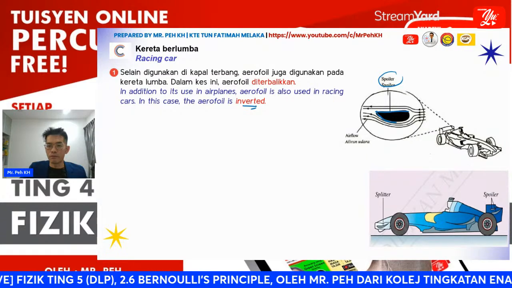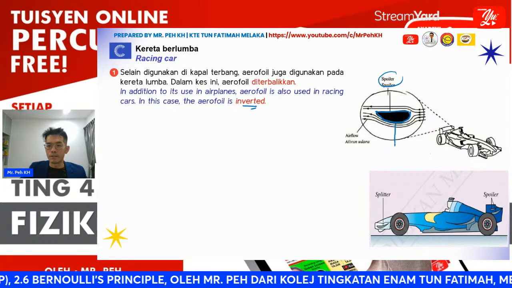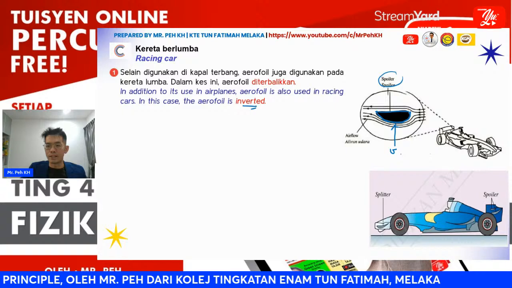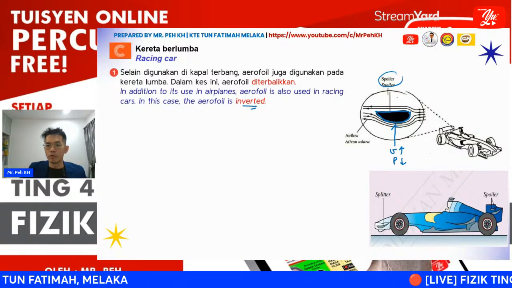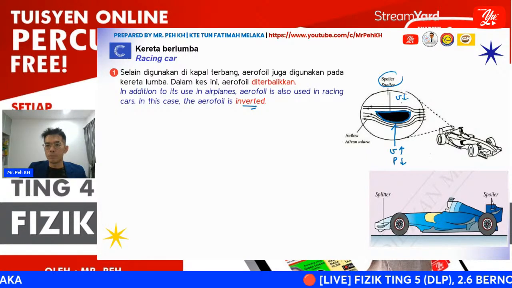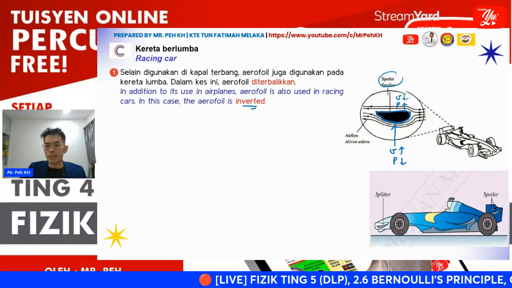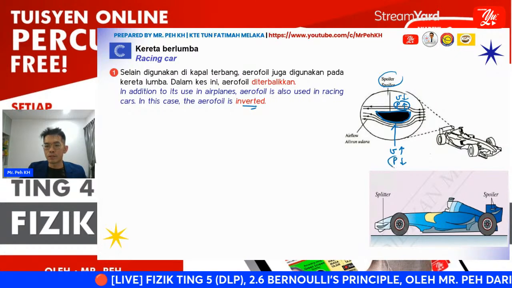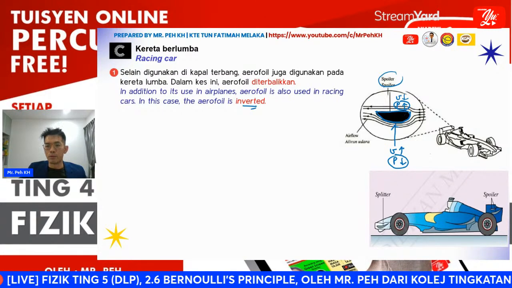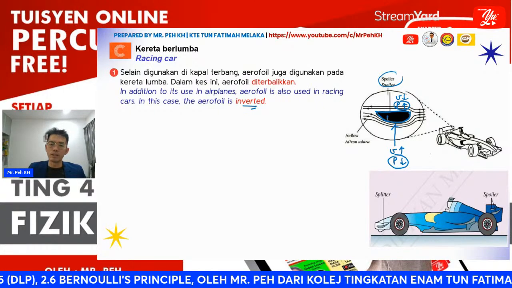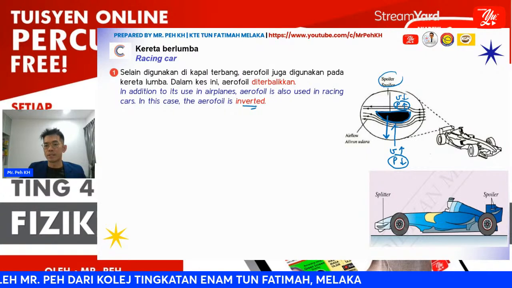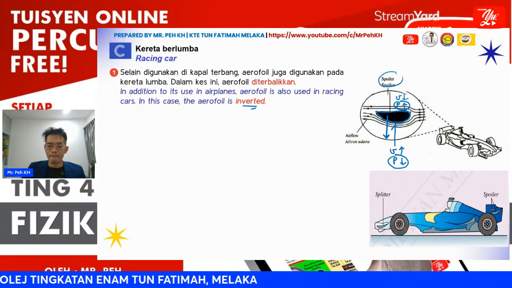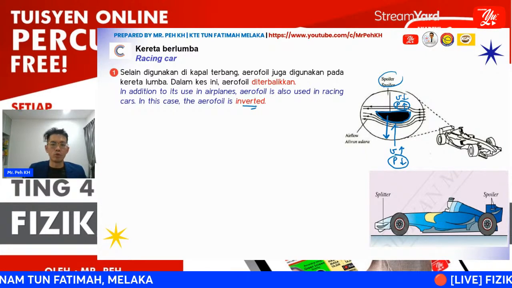So the longer path will be at the bottom side. So that means at the bottom side, the speed will be higher, and the pressure will be lower. Then the shorter path at the upper part of the spoiler will have slower speed and higher pressure. So again, with the difference in pressure, a force will be produced, but the force here will actually be downward. So that means the force here is a downward force. We do not call it the lift force, because lift is going outward. Okay, so basically this is the theory you should know now.